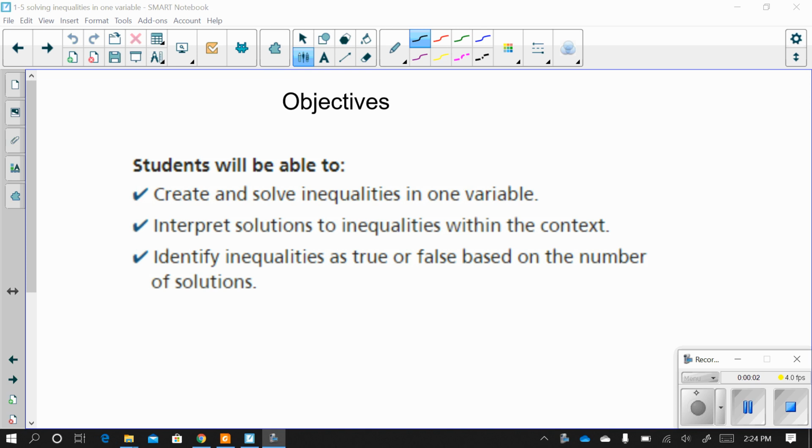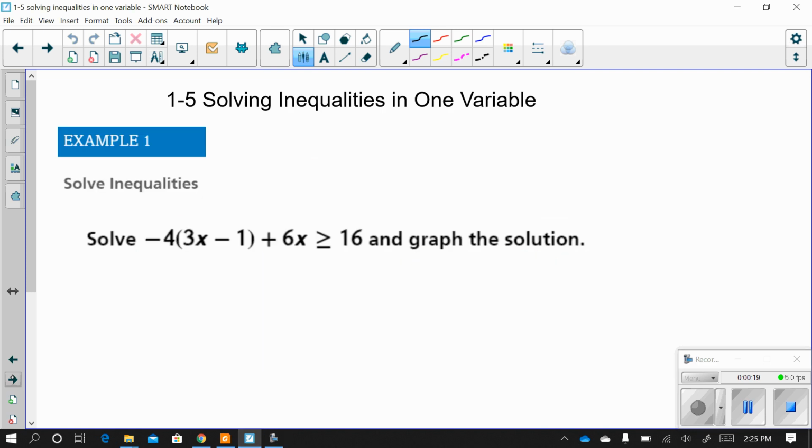Hi everyone. So with this lesson, we're going to move away from equations and move into inequalities. So objectives today, we're going to create and solve inequalities in one variable. We're going to interpret some solutions to inequalities, and we're going to identify inequalities as true or false based on our number of solutions. So dive right into our first problem.